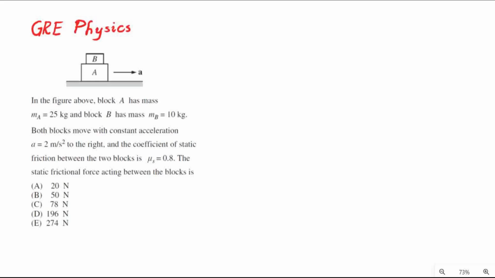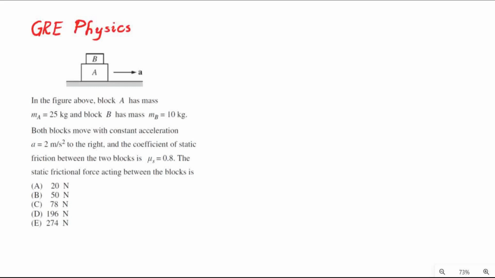The static frictional force acting between the blocks is given by these five options, A, B, C, D, and E, and we need to find out the correct answer. Now, in order to find out the static frictional force between the two blocks, block A and B, let us first write down the equation of motion for these two blocks which are moving together with the same acceleration.